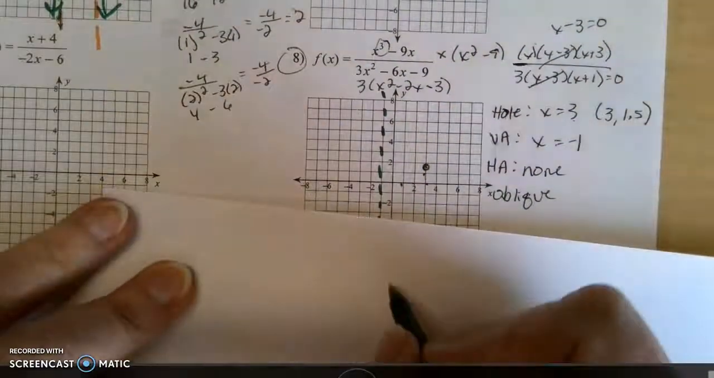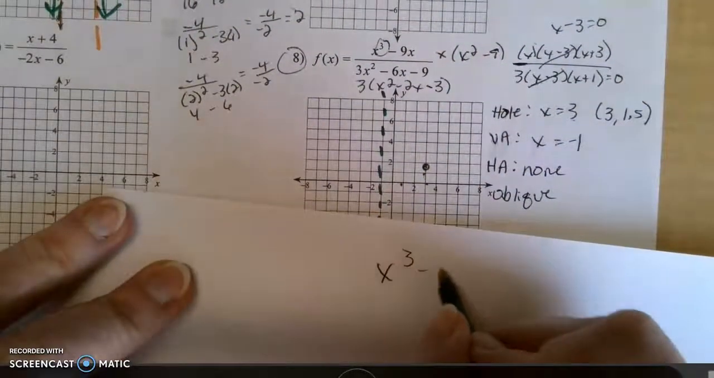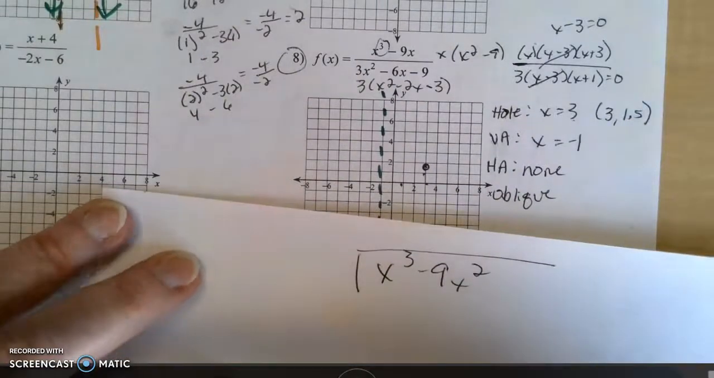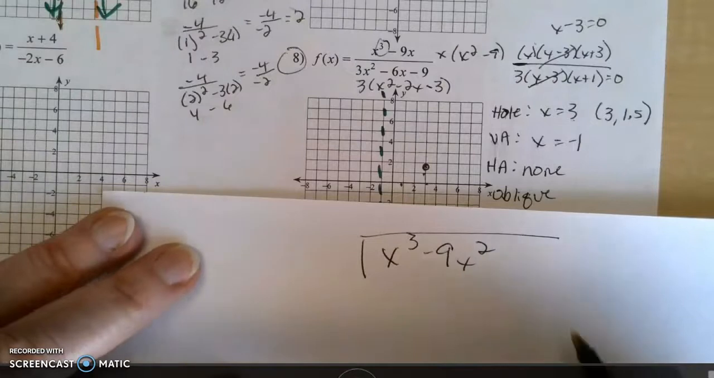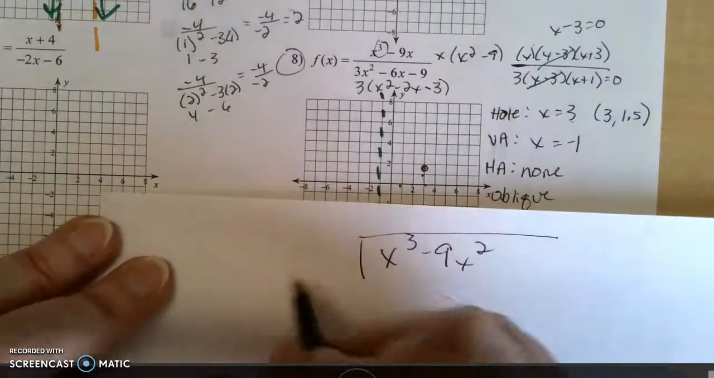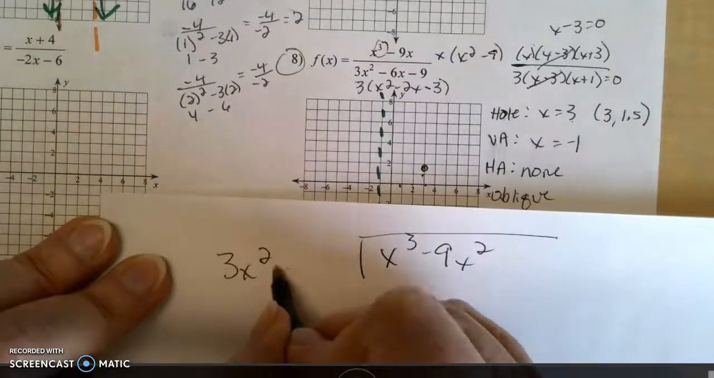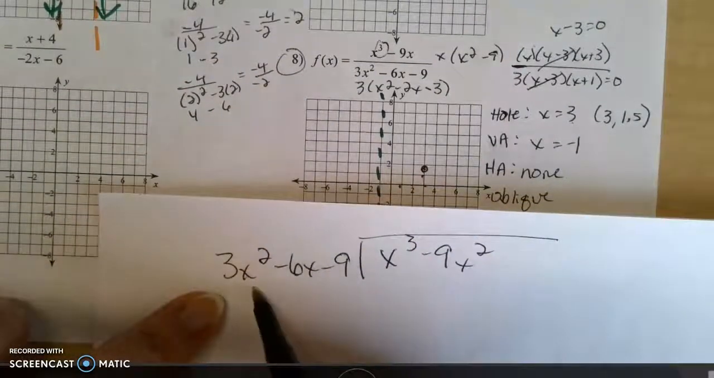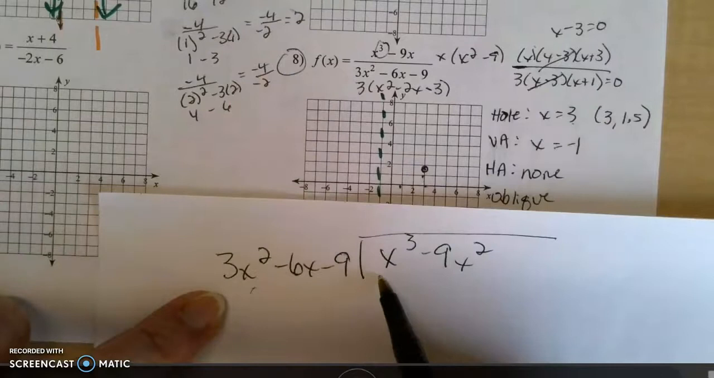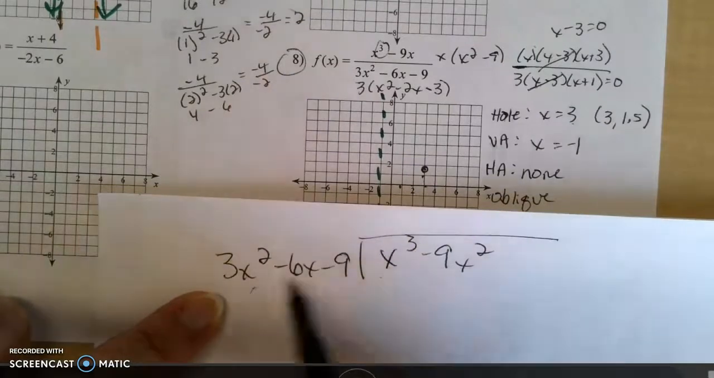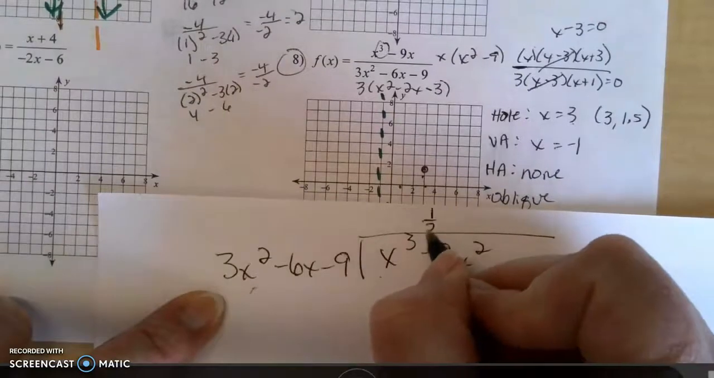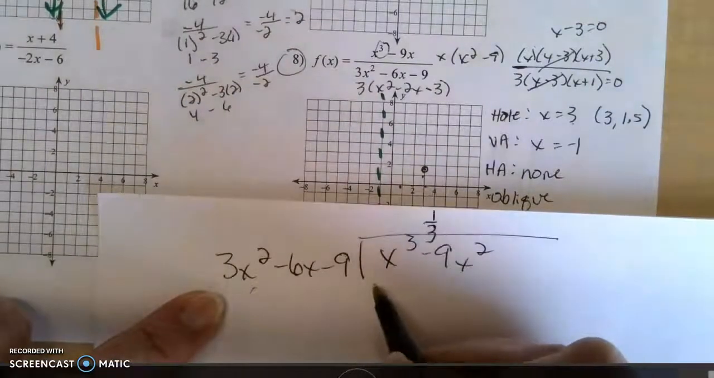So I do long division. X cubed minus 9x squared. I don't care about leftovers or remainder. I just need the original. So I've got 3x squared minus 6x minus 9. So I need to multiply this 3x squared by something to get 1x cubed. So to get rid of the 3, I'm going to times it by 1/3. 3 times 1/3 is 1.